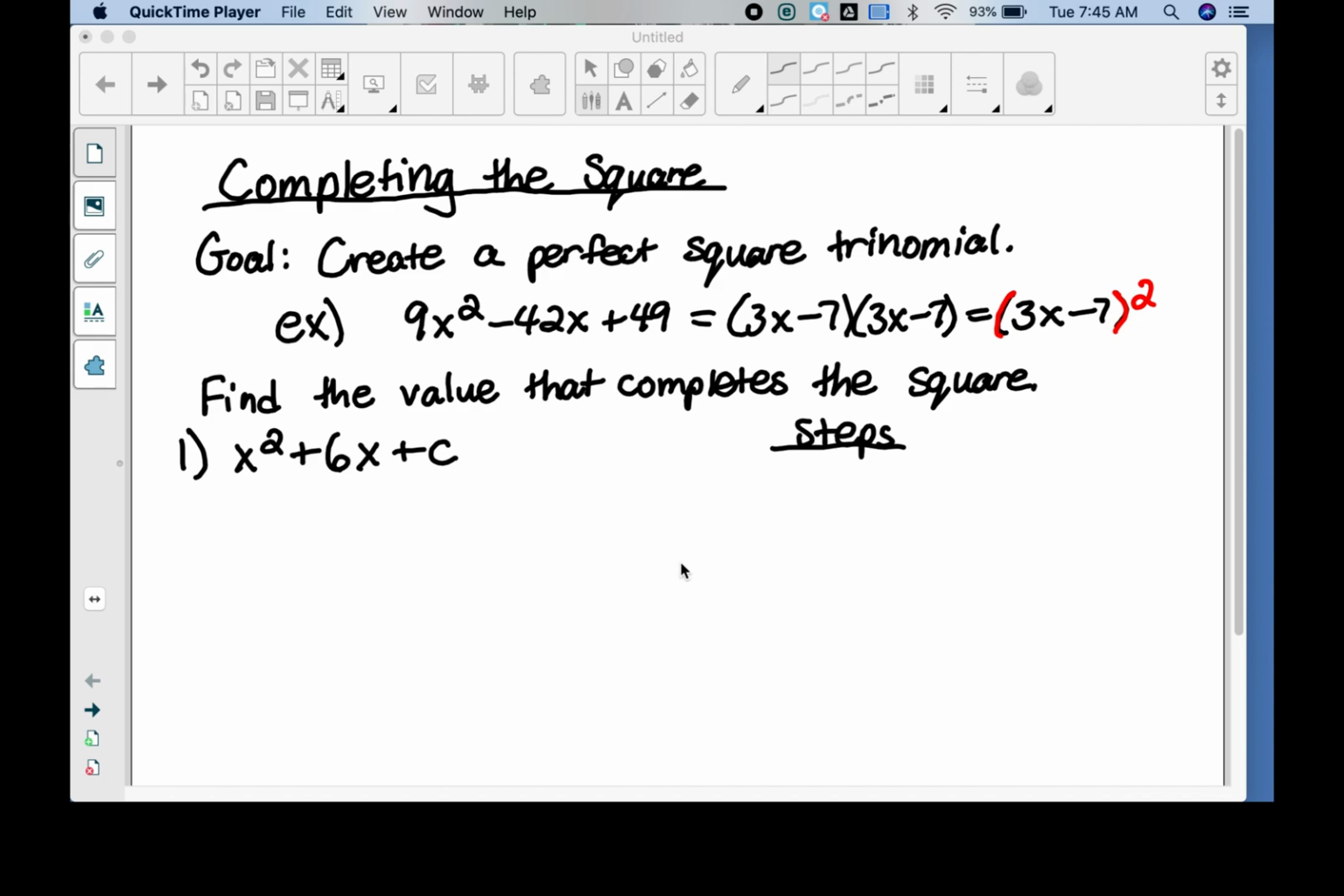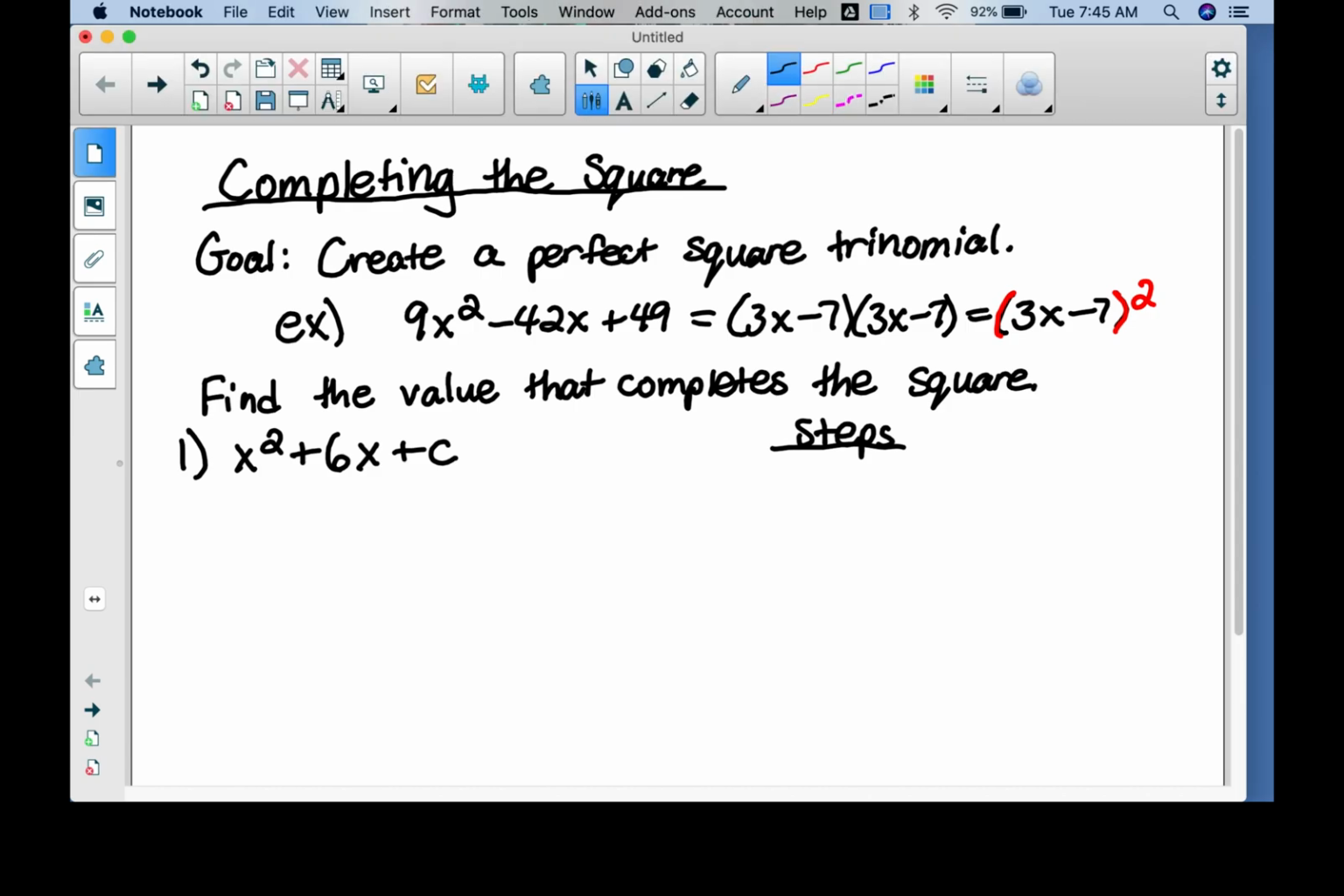Okay, so in this video, we are going to take a look at completing the square. We're going to split that up into two different videos. Our first video is we'll look at the introduction to why we're completing the square and the starting points. So our goal for this is to create a perfect square trinomial.